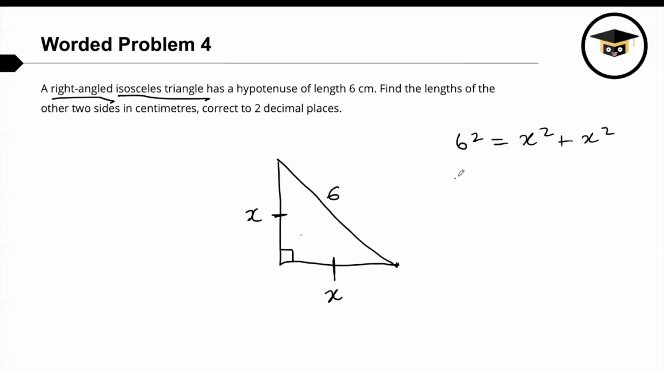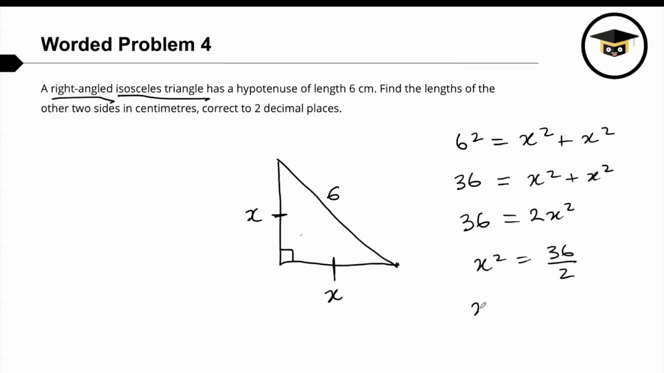So 6 squared is 36. That's going to be x squared plus x squared. We can collect the like terms here. So x squared plus x squared is 2x squared, and that's equal to 36. To make x squared the subject, we're going to divide both sides by 2. So 36 over 2. That means x squared is going to equal 18. And now to find x, we just put that into our calculator by square rooting 18.